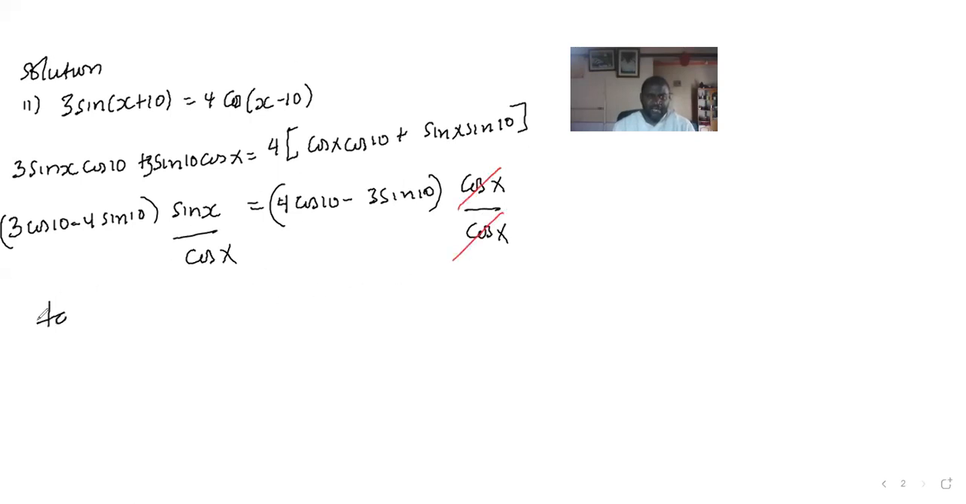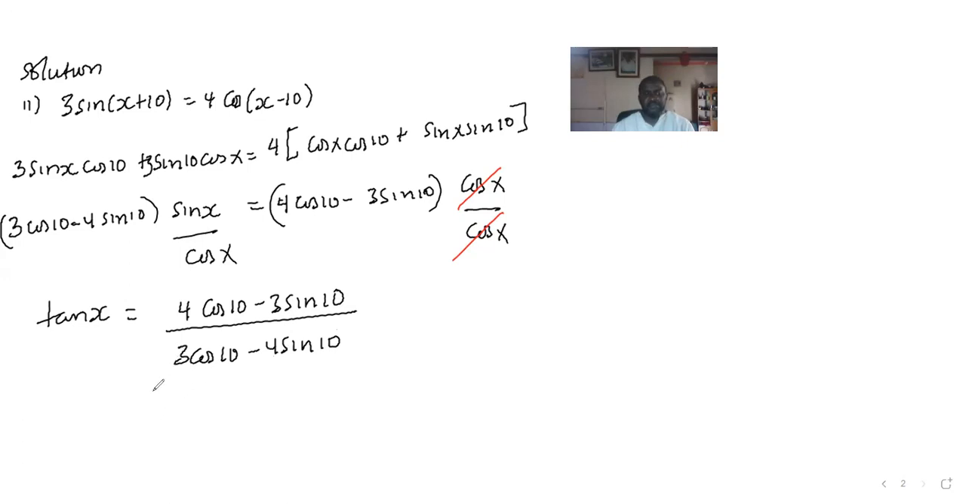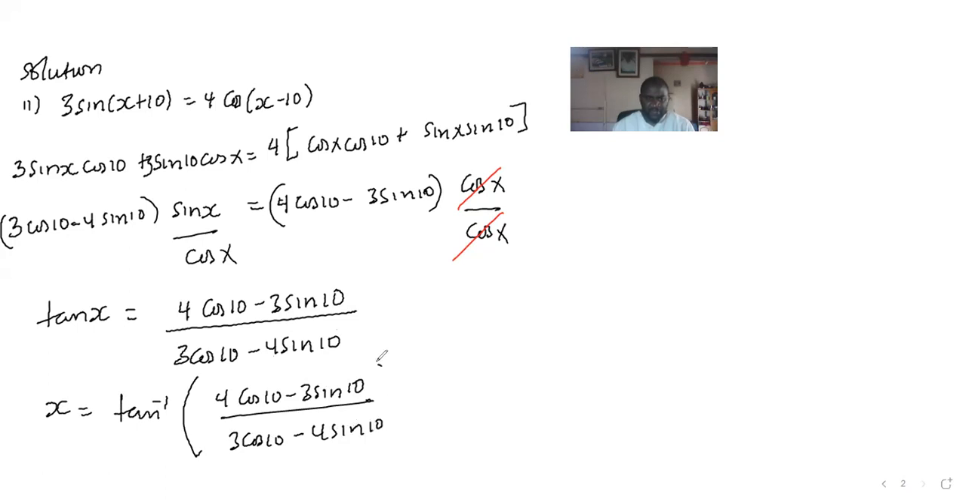we shall have tan of x is equal to 4 cos of 10 minus 3 sine of 10 divided by 3 cos of 10 minus 4 sine of 10. Then x will be equal to tan arc of the whole of that ratio of 4 cos of 10 minus 3 sine of 10 all over 3 cos of 10 minus 4 sine of 10.